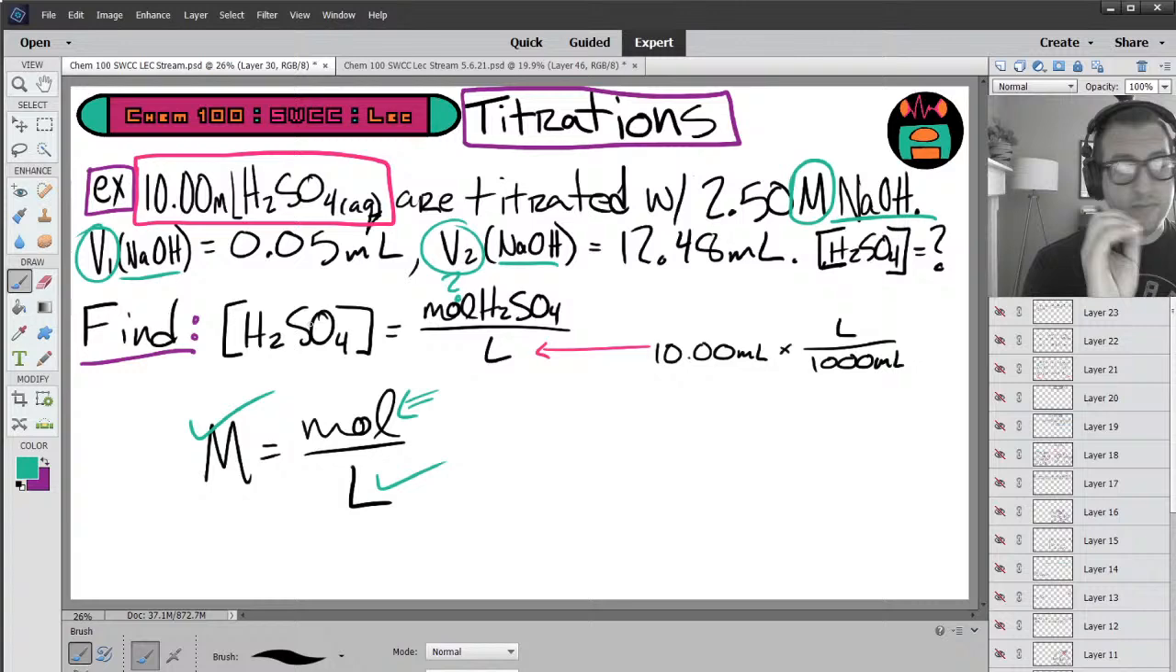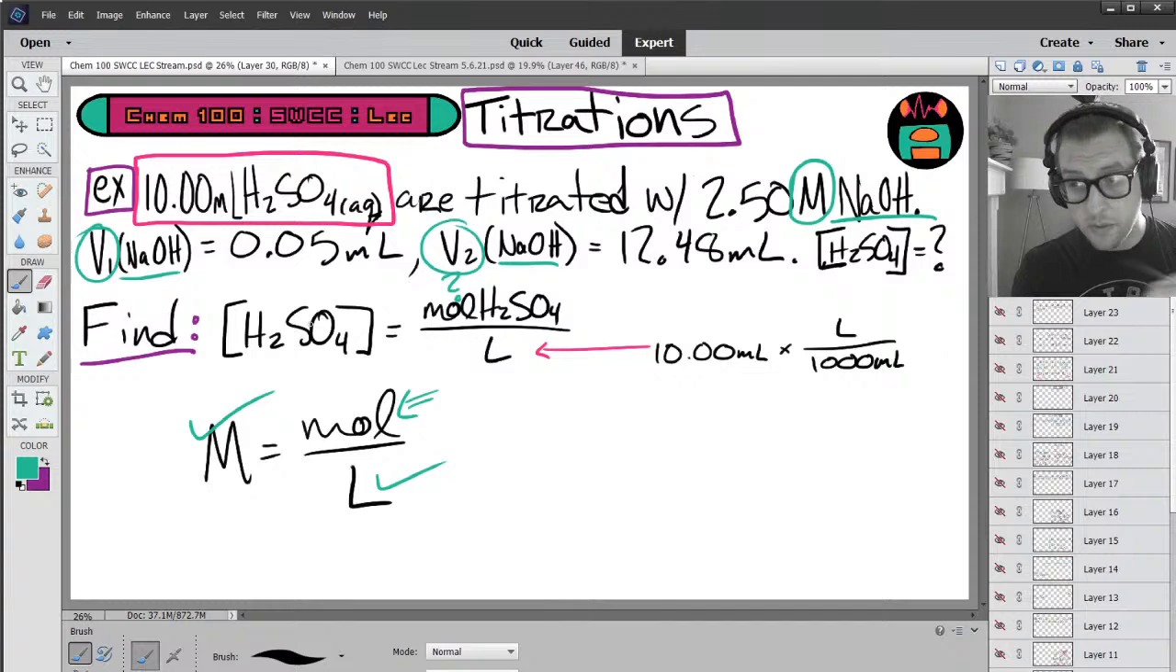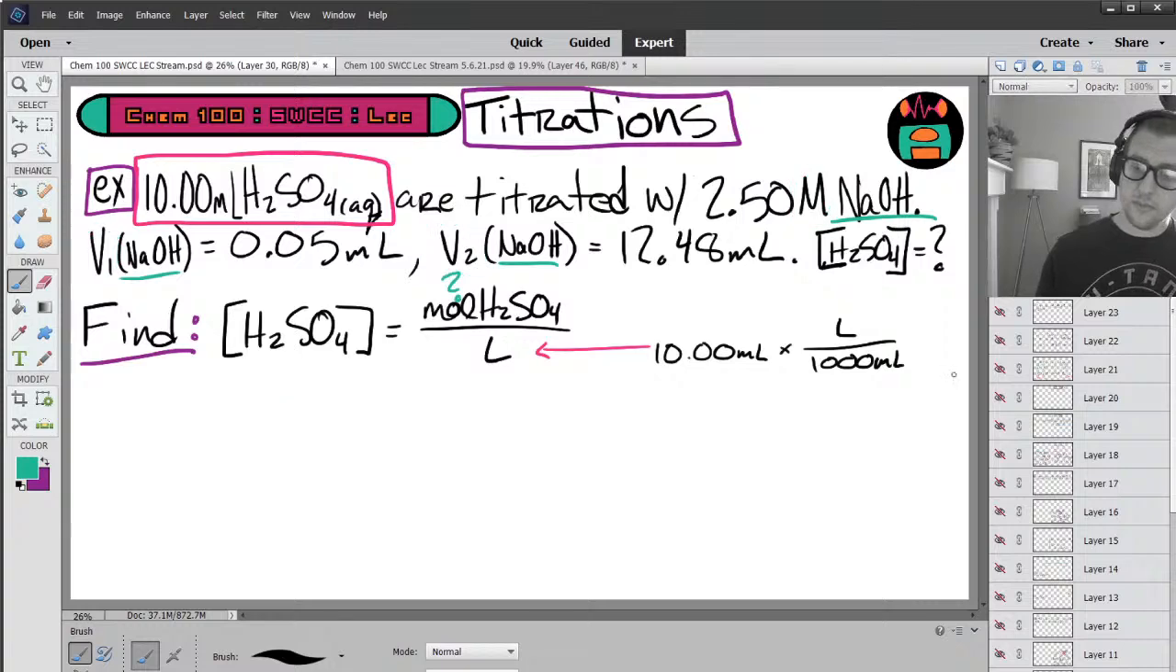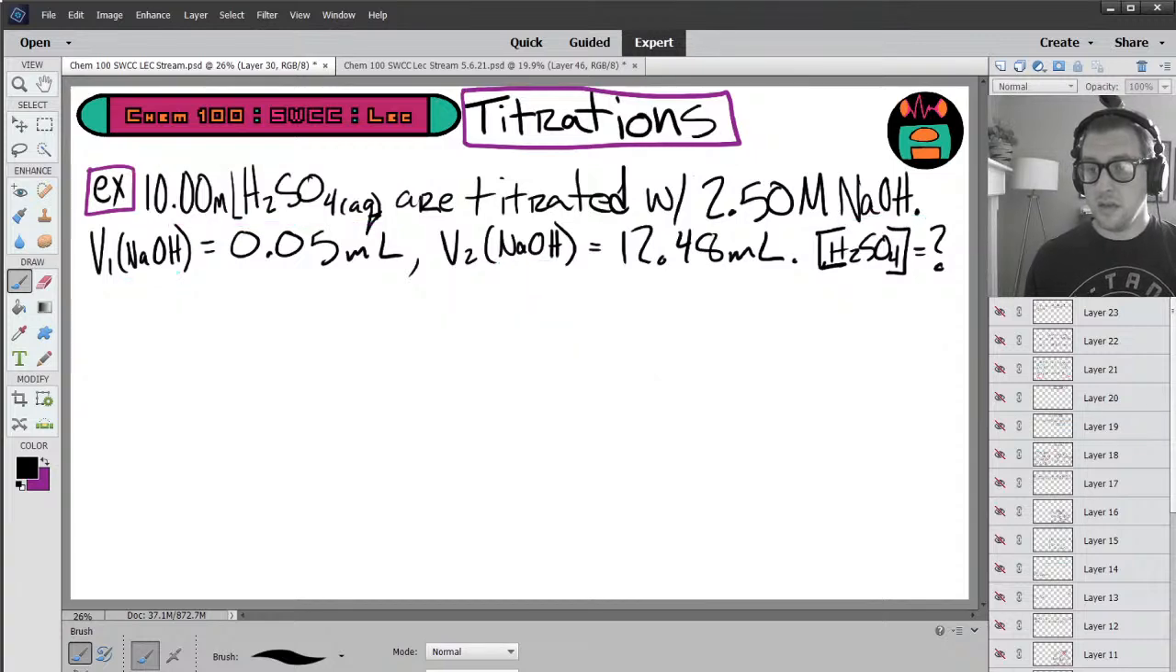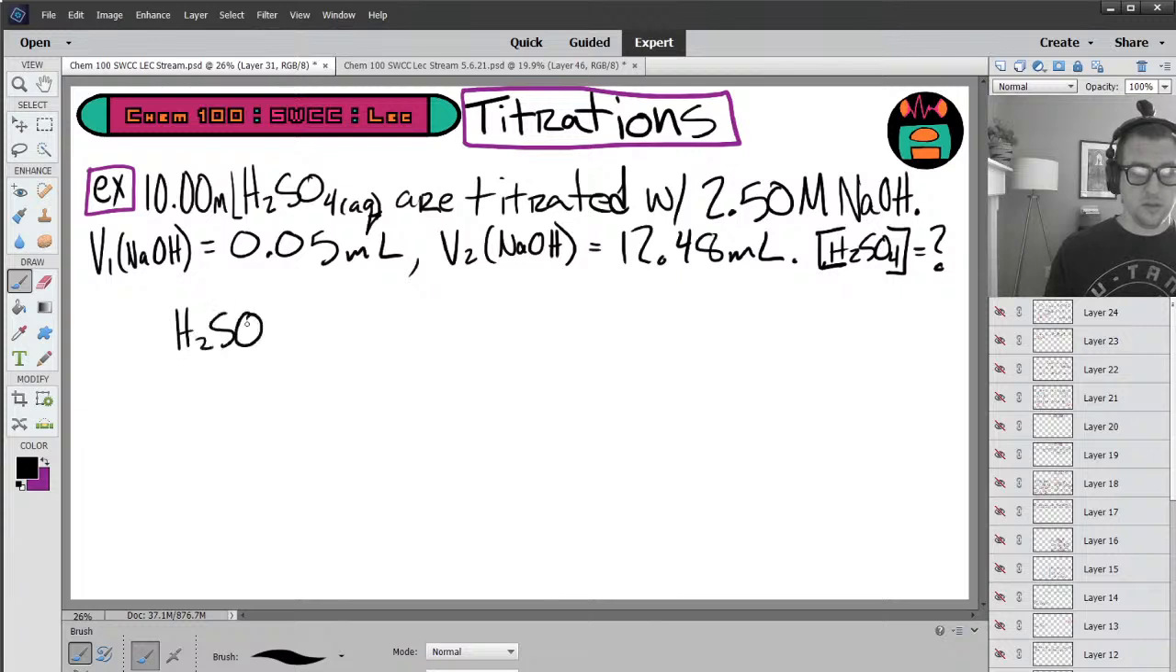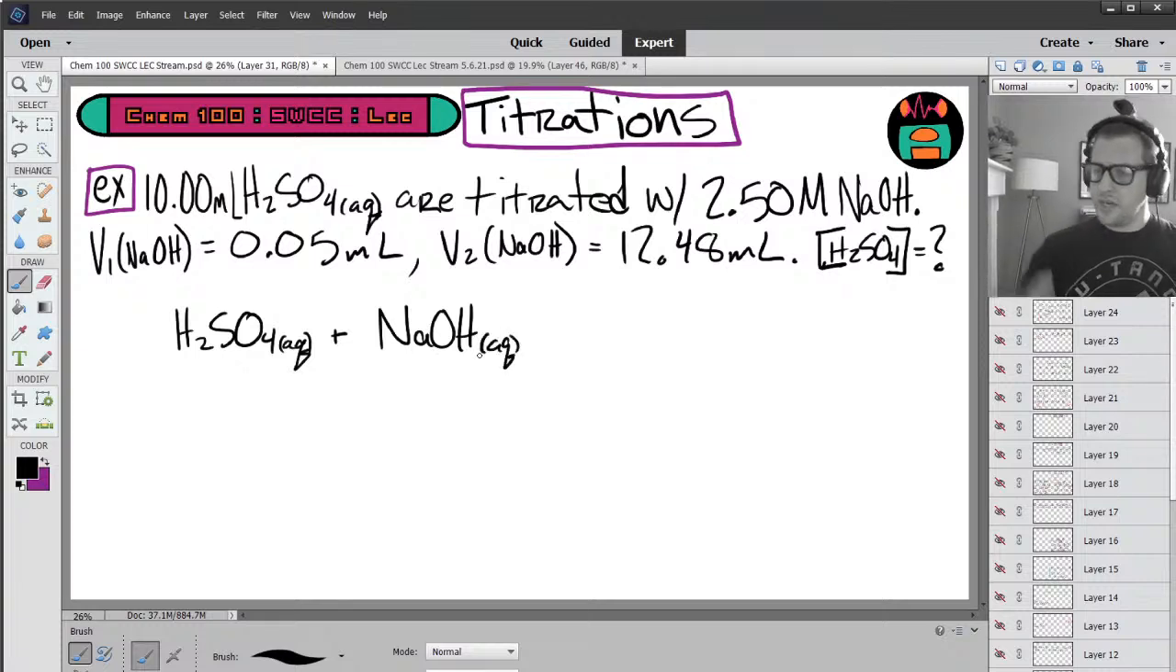So the number one piece of advice I can give you anytime you're doing a titration, get yourself the balanced chemical equation, because you're not going to be able to solve the situation without it. So the balanced chemical equation between, just going to clear a little room here, sulfuric acid and sodium hydroxide. You might be going, Josh, I can't write a balanced chemical equation. I don't know what the products are.